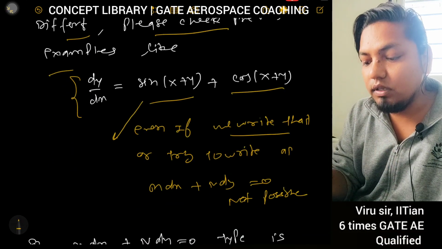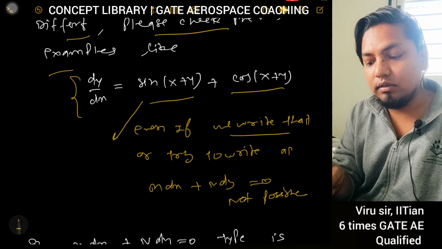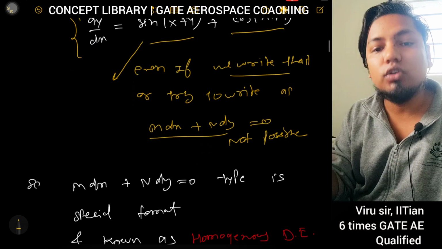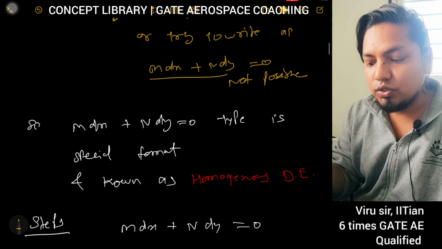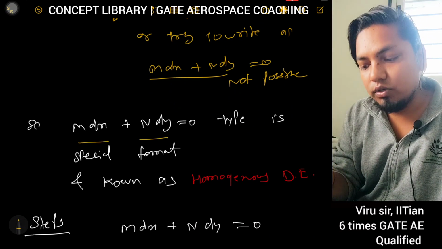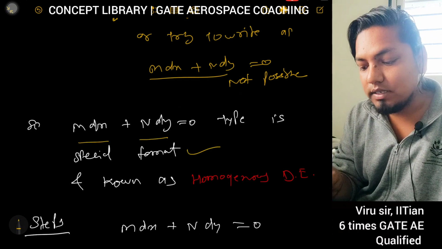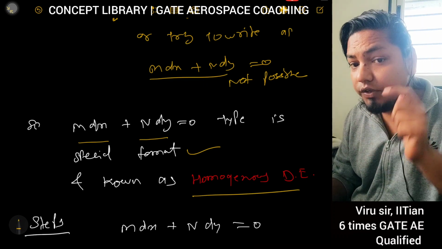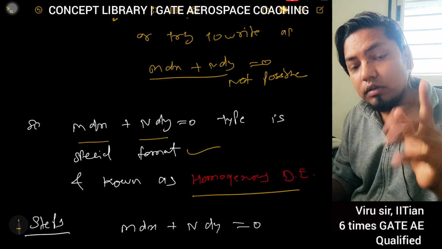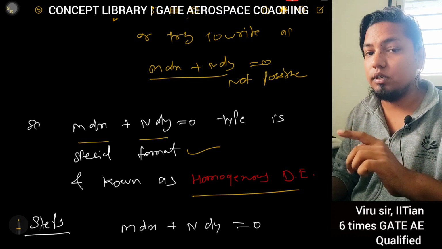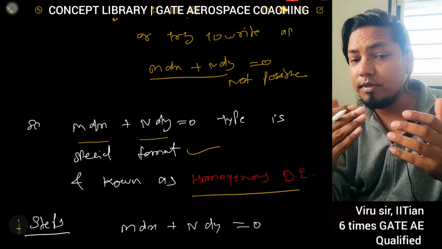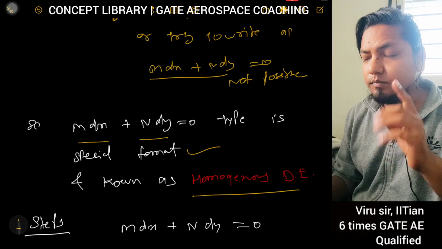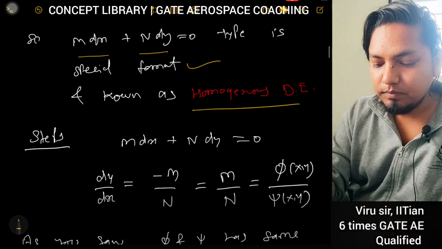Even if you try to write that format in m dx plus n dy, it is not possible. So m dx plus n dy is equal to 0 type is a special format known as homogeneous differential equation. It means we are learning first order, first degree homogeneous differential equation, right? Because in the GATE syllabus, first degree, first order is mentioned. So in first degree, first order, one format is homogeneous.